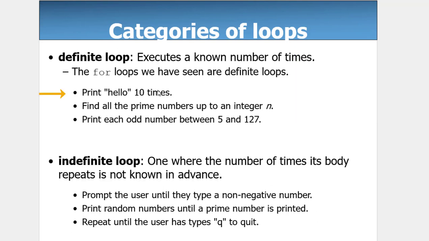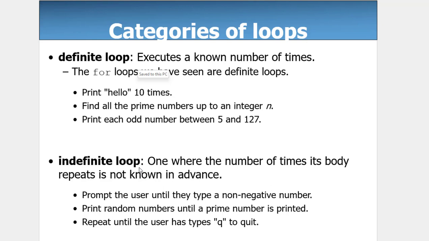You're told print hello 10 times, find the prime numbers up to n, or print each odd number between 5 and 127. And we can control all of those loops with a count, and our author is calling them definite loops. I call them counter-controlled loops. Loops that are not controlled by a counter, our author is calling indefinite loops, and it is very, very common not to know how many times you're going to loop.